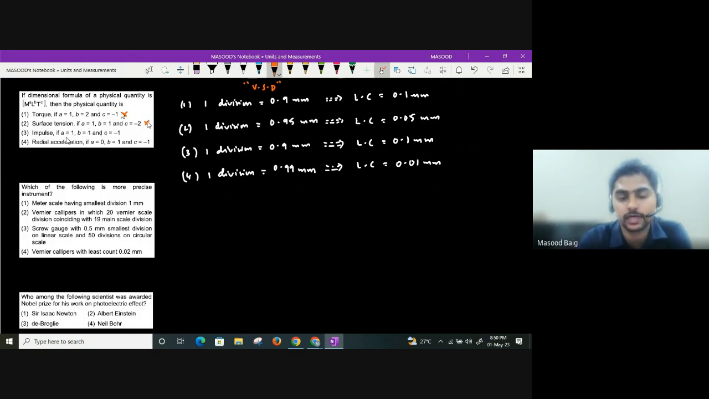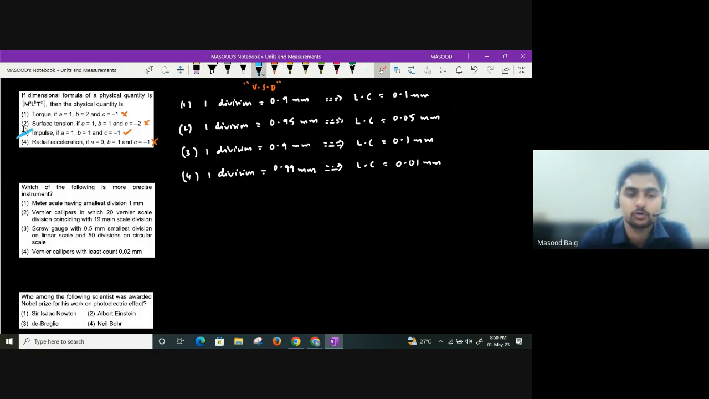Impulse is force into time, guys. Force is M L T power minus 2. If you do into time, I'll get M L T power minus 1. You see, M power 1, L power 1, T power minus 1. This will be correct, guys. Acceleration is what? L T power minus 2. So you got M power 0, L we got, but T power minus 1 we are not getting. This is also wrong, guys. So impulse will be correct.